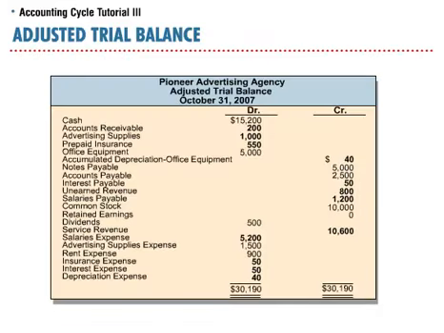The sixth step in the accounting cycle is to prepare an adjusted trial balance. The adjusted trial balance shows all of the account balances, including those that have been adjusted at the end of the accounting period.